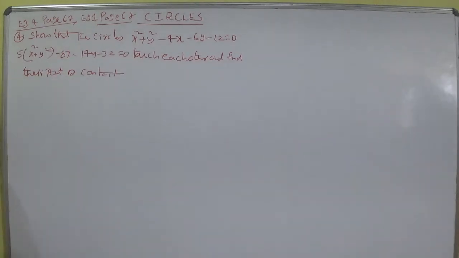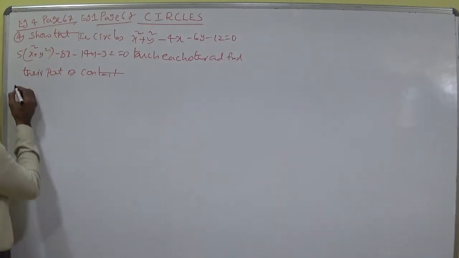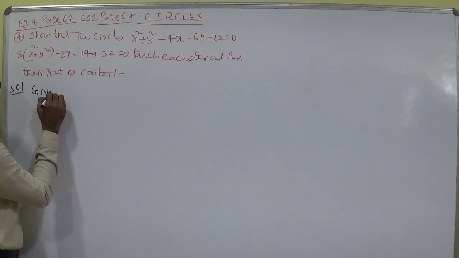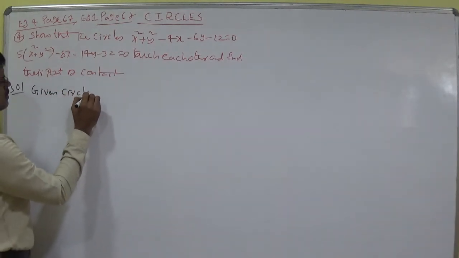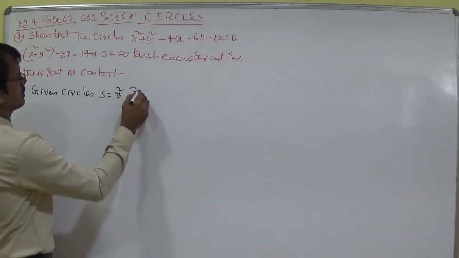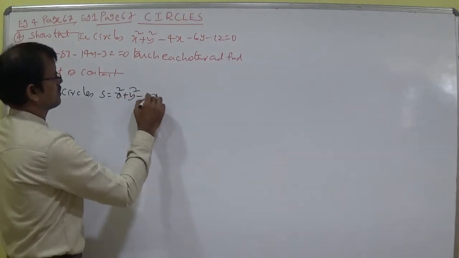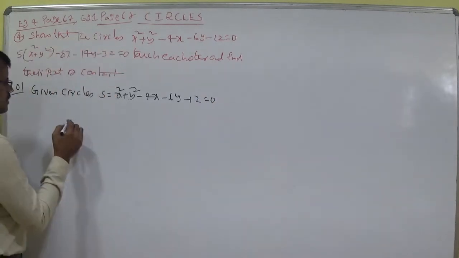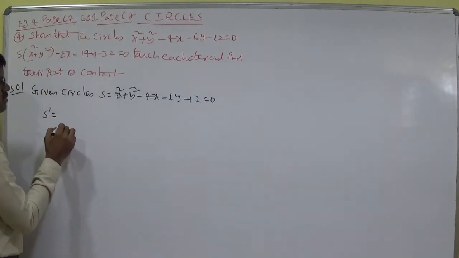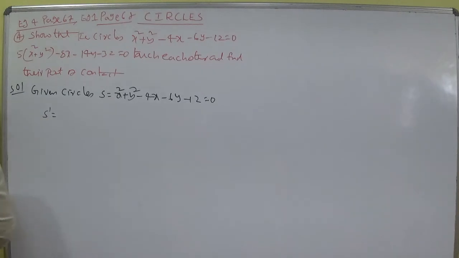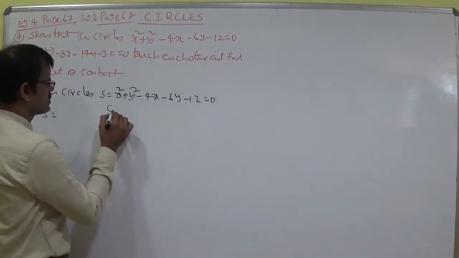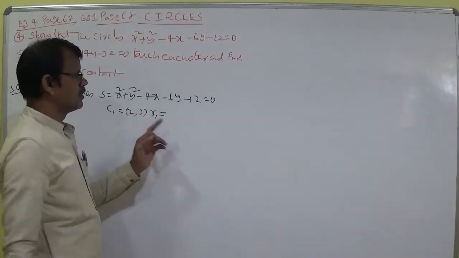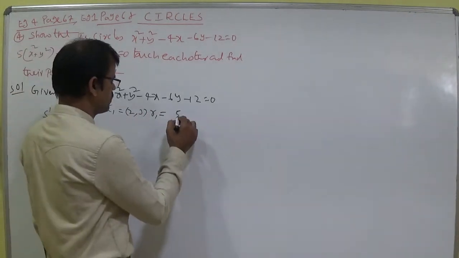The two circles are given, we should prove that the two circles touch each other. Given circles I am writing. Let first circle equation be x square plus y square minus 4x minus 6y minus 12 equal to 0. Next to second circle S dash. First let us write C1 and C2. C1 means center 1. Center 1 equal to 2 comma 3 and radius 1 equal to root of 4 plus 9 plus 12, so it is 5.